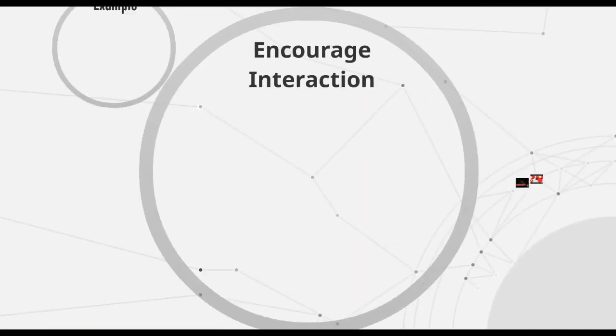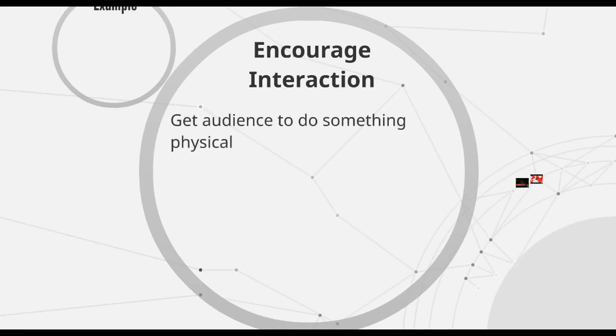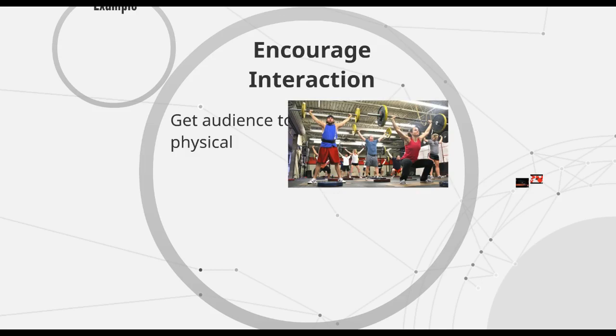Another thing that you can think about is encouraging interaction. So there's a couple of different ways you can do this. One is get your audience to do something physical, right? The longer they sit there and don't do anything, the more boring the speech becomes. I had a student who did a speech on CrossFit, and he actually got them up, not with weights of course, but he got them up to actually do something, do a couple of real quick moves.